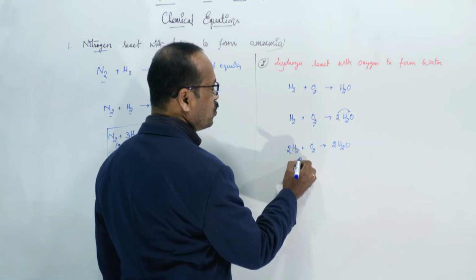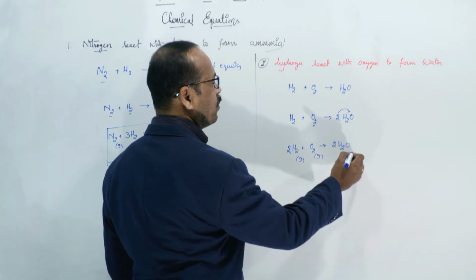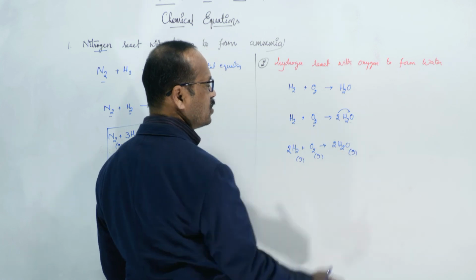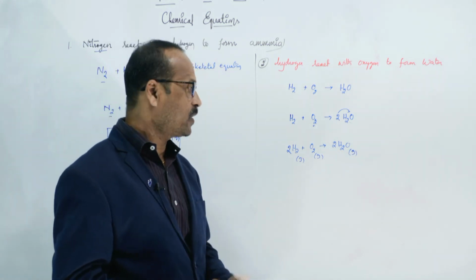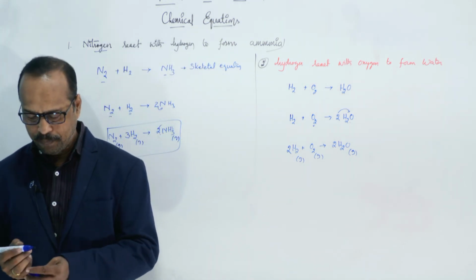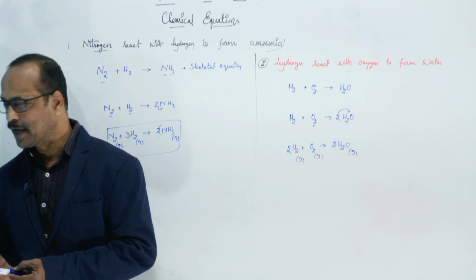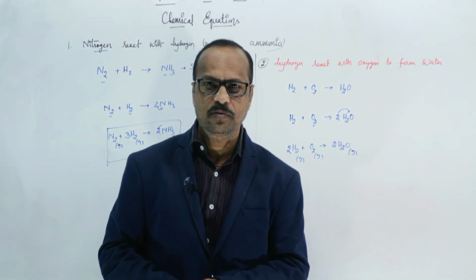So hydrogen is what? Gas. Oxygen is what? Gas. The water is actually in vapor form, so we can write gas here also. And if later on cooling it converts to liquid, you can write liquid also, no problem. Is this clear to you? So students, in this way we write the chemical equations. Chalo, last and final time, let me explain once again.